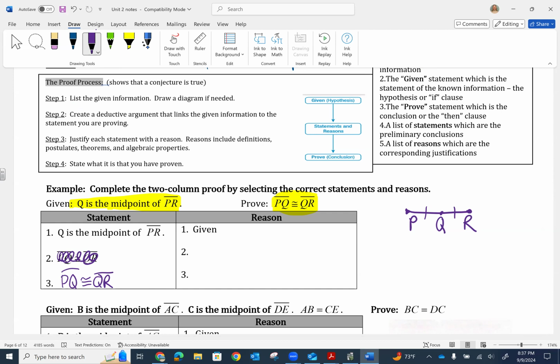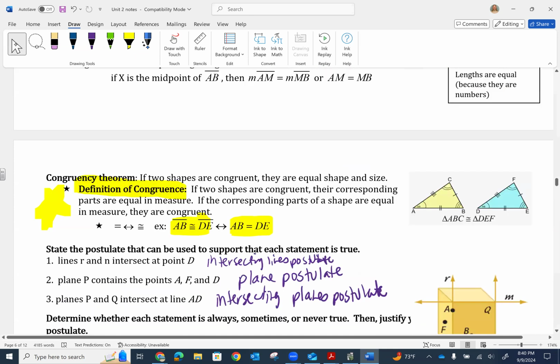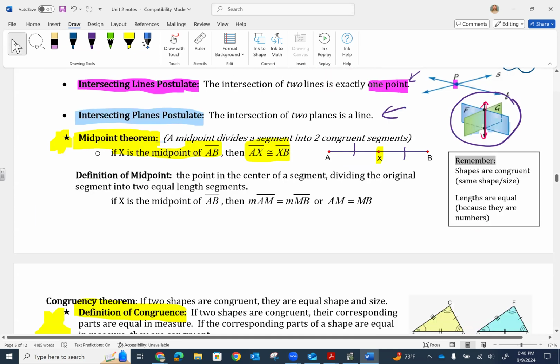I'm going to do this and it's going to be a little bit convoluted, and I won't ask you to emulate this. But the truth is if you go back up here, Q is the midpoint of PR. So what does that mean? If you have a midpoint, there are two things you can do. You can say the midpoint theorem where the two segments are congruent, but that's what we're trying to show.